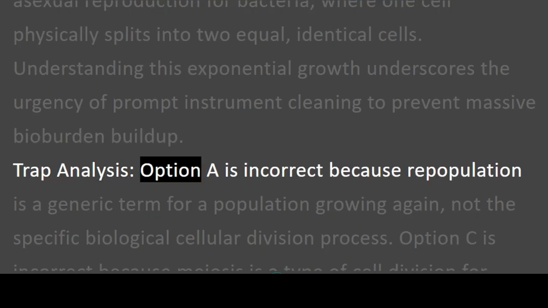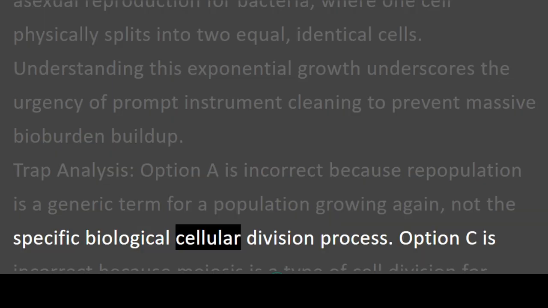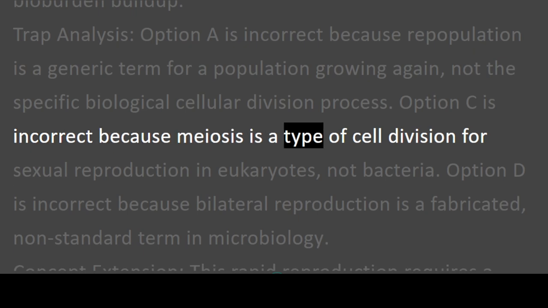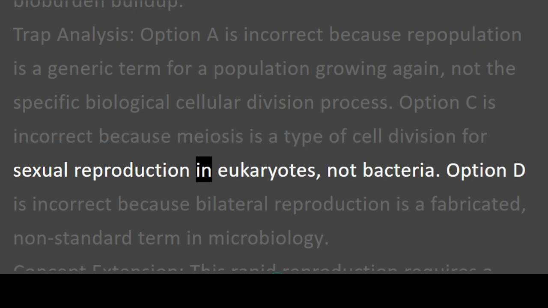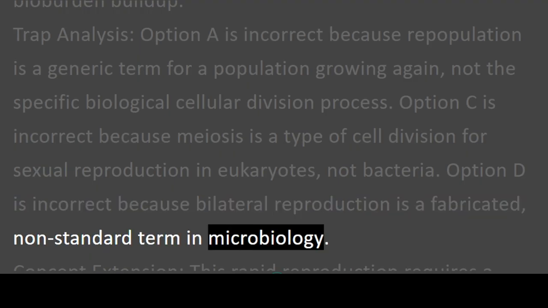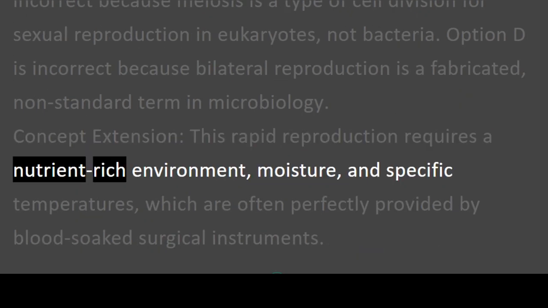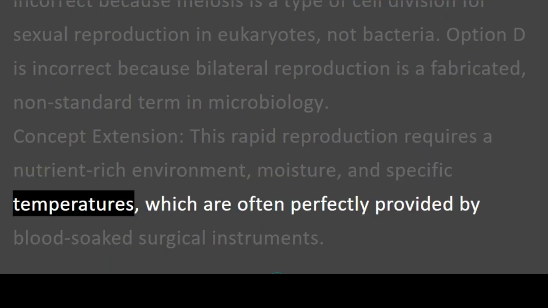Trap analysis. Option A is incorrect because repopulation is a generic term for a population growing again, not the specific biological cellular division process. Option C is incorrect because meiosis is a type of cell division for sexual reproduction in eukaryotes, not bacteria. Option D is incorrect because bilateral reproduction is a fabricated, non-standard term in microbiology. Concept extension. This rapid reproduction requires a nutrient-rich environment, moisture, and specific temperatures, which are often perfectly provided by blood-soaked surgical instruments.